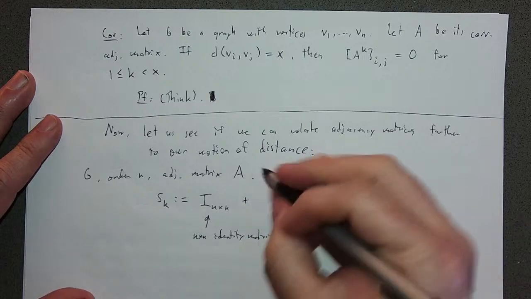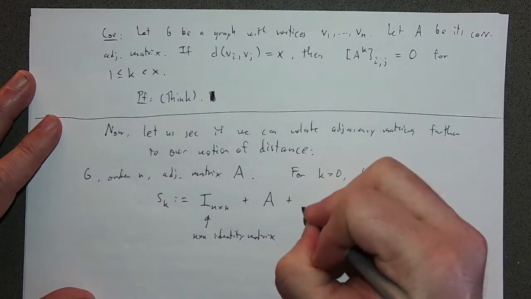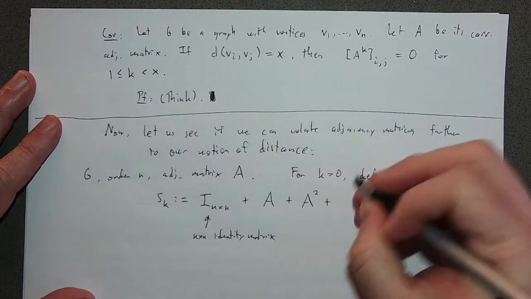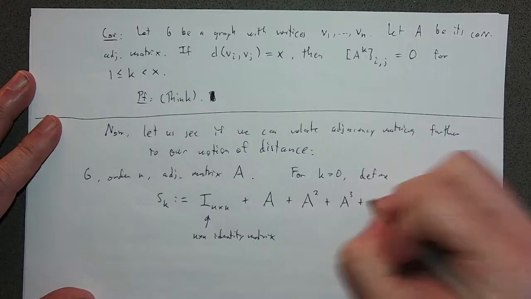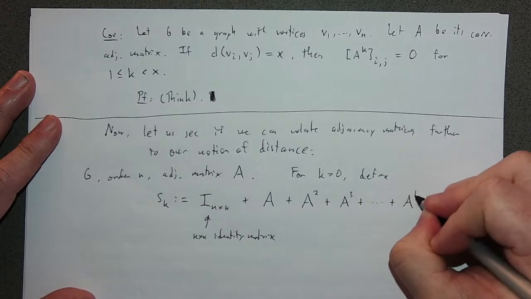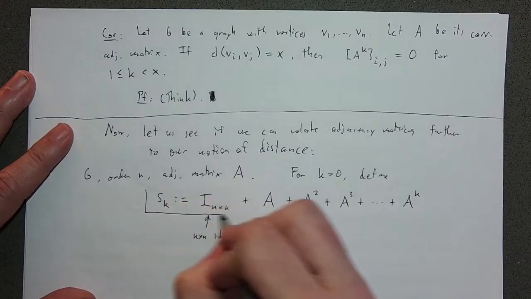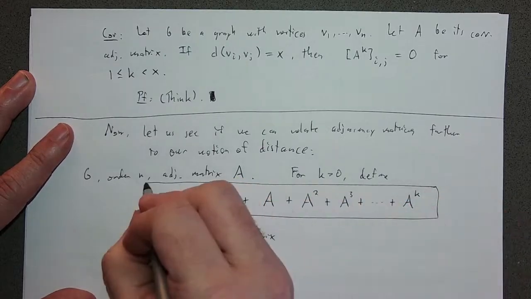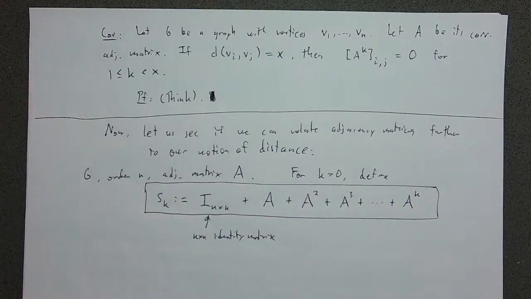Plus a squared plus a cubed and so on up to a to the k. This might seem like it comes out of nowhere, but we're going to see very specifically what it is that's going on here and what the entries of this matrix sum are counting.